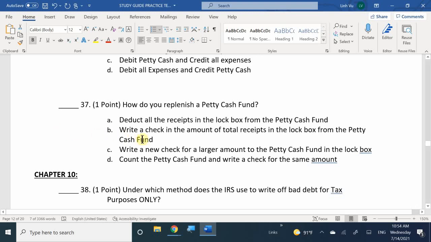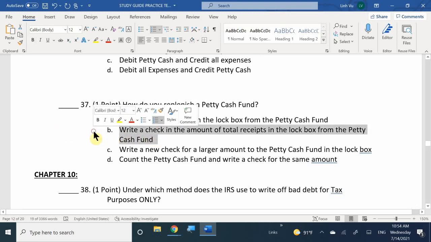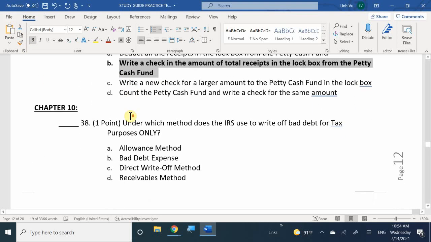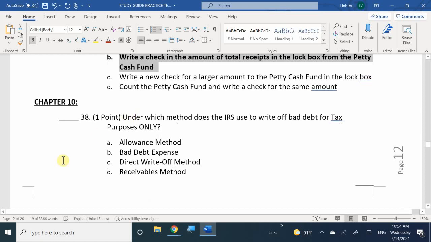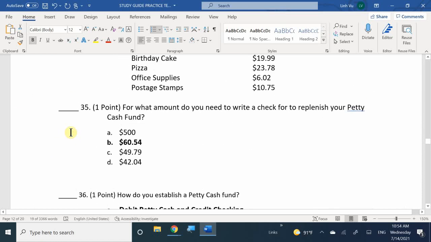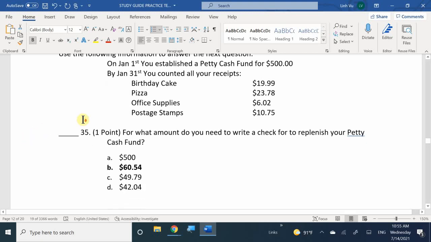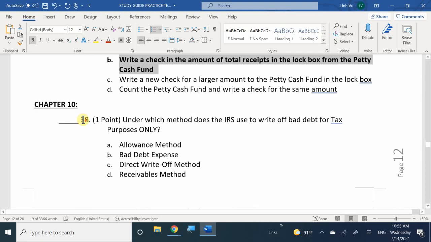B. You're going to write a check for the total amount of receipts in your petty cash fund. Good. All right, chapter 10 now. So that's it. That's all I'm going to ask you for chapter 9. The most I'll ask you is probably 1 or 2 questions: either how do you establish a petty cash fund, and 2, how to calculate how to replenish a petty cash fund. So there you go.